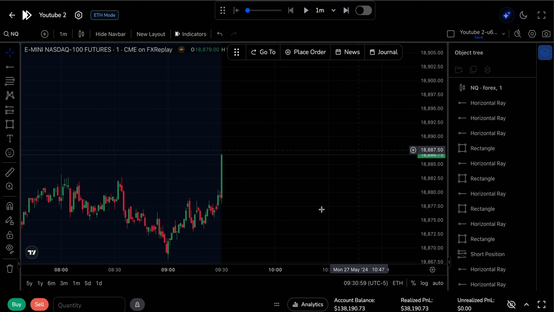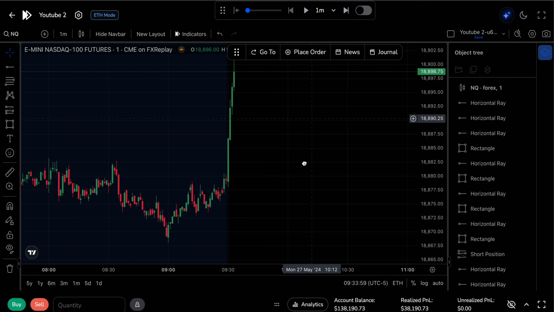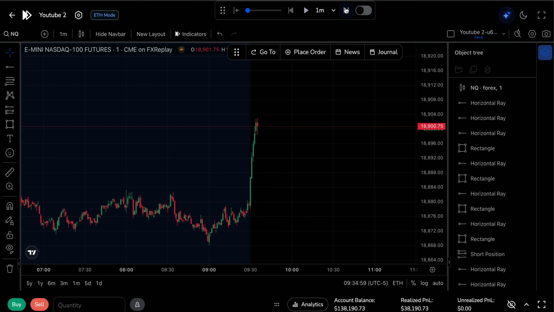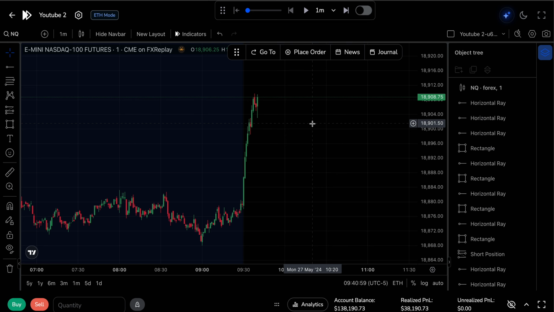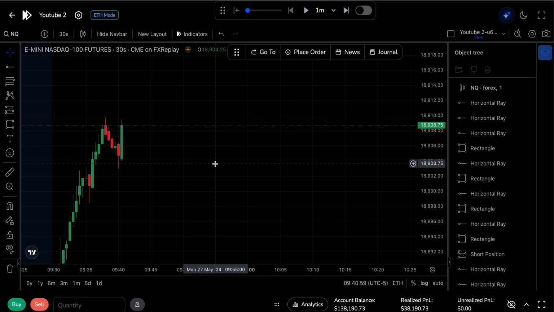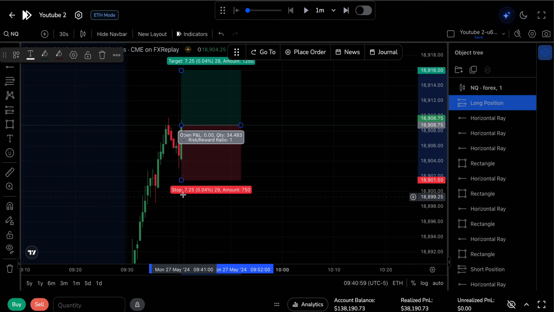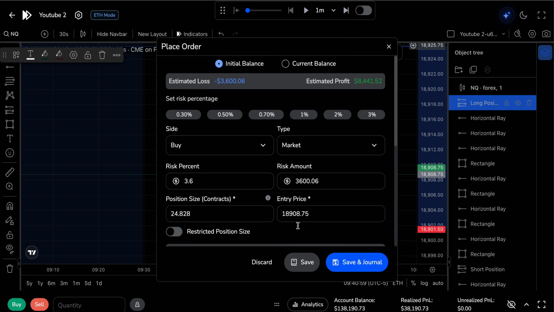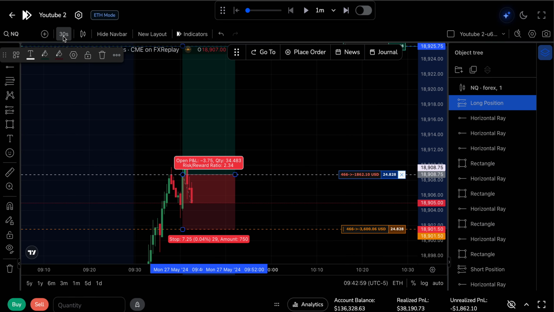Huge rip off market open. Wow. Want to go long off any sort of pullback here. That doesn't count. Okay, this would count. Let's see what we got. 30-second inversion. Long here. Stops there. Full take profit all the way up here. Place order. Save. Flow state.